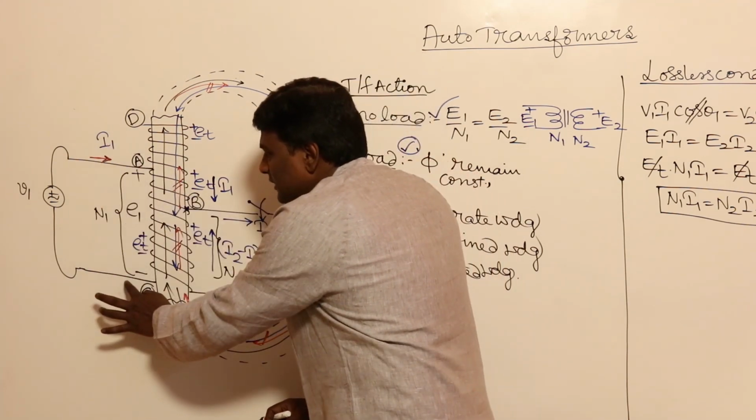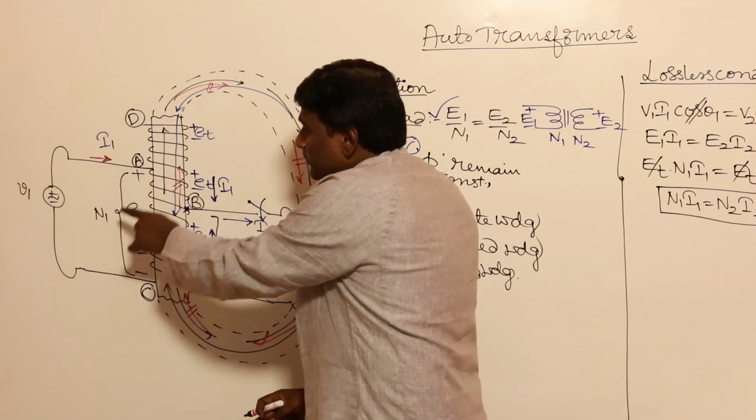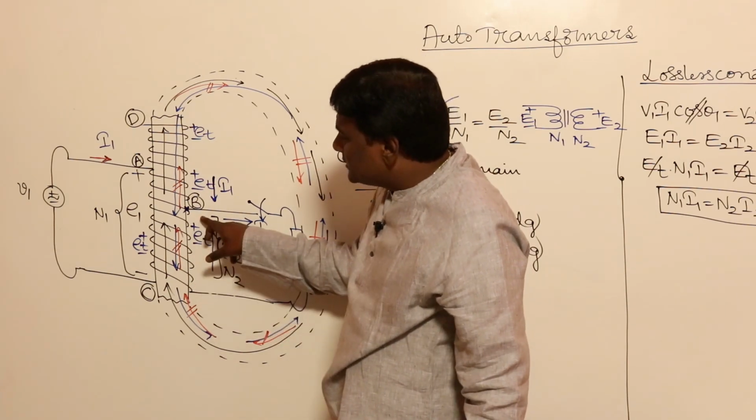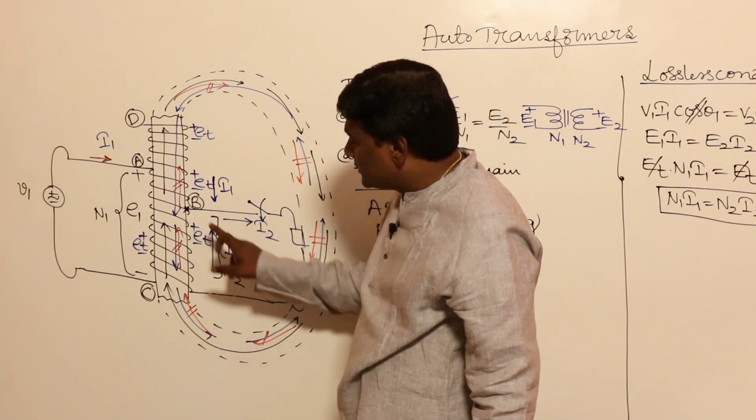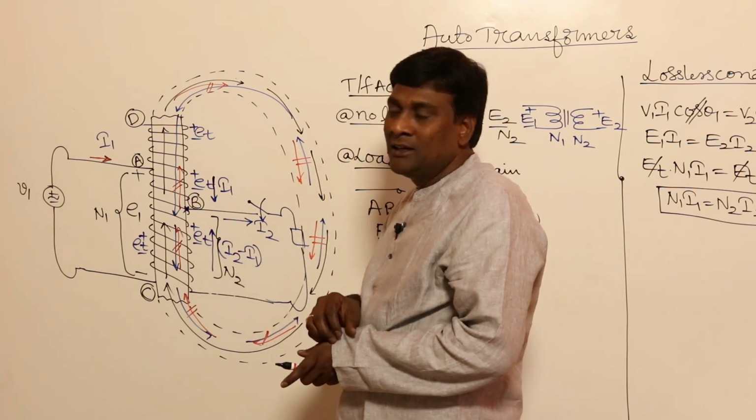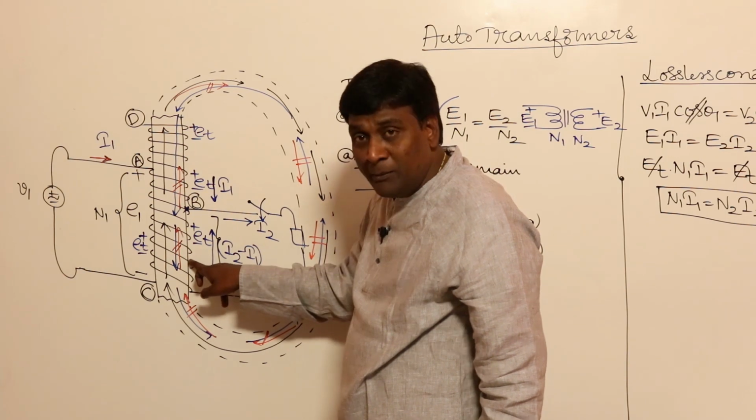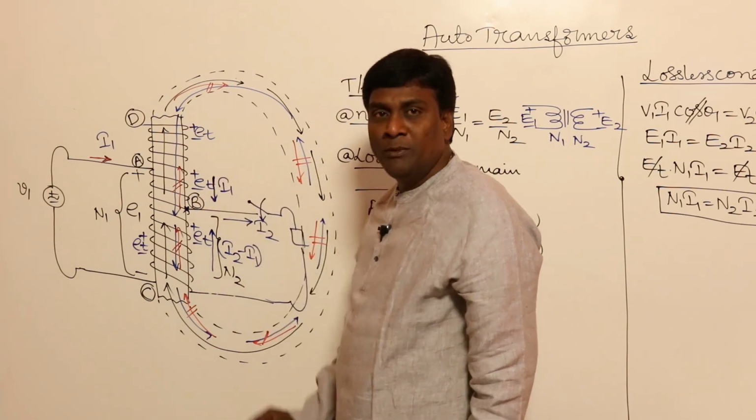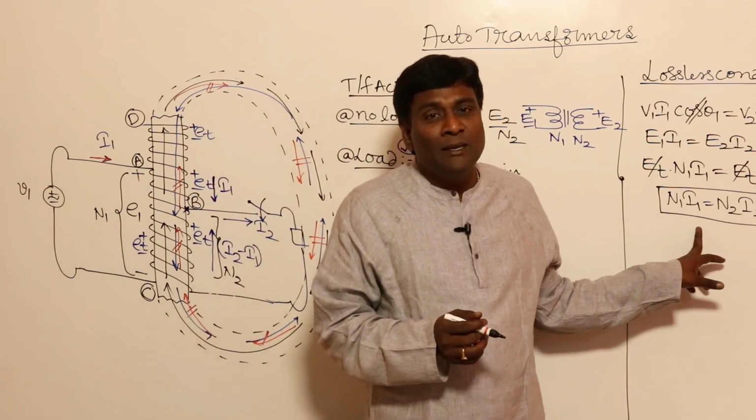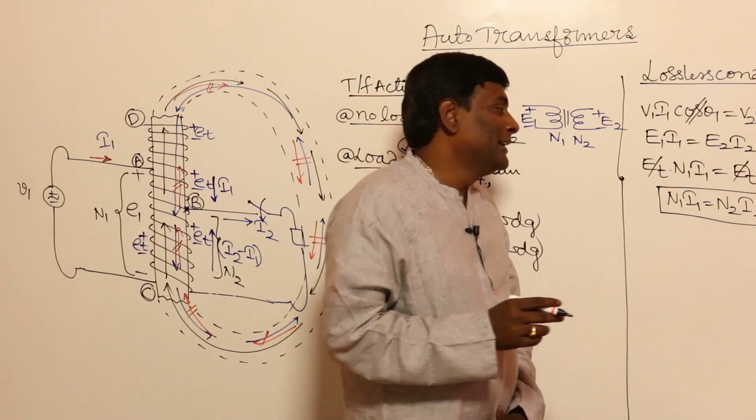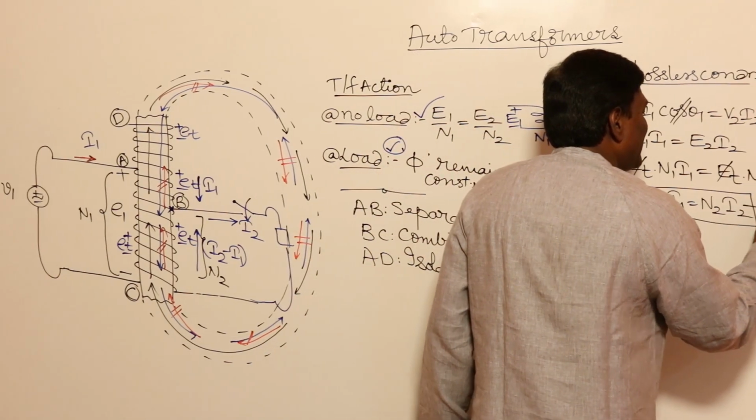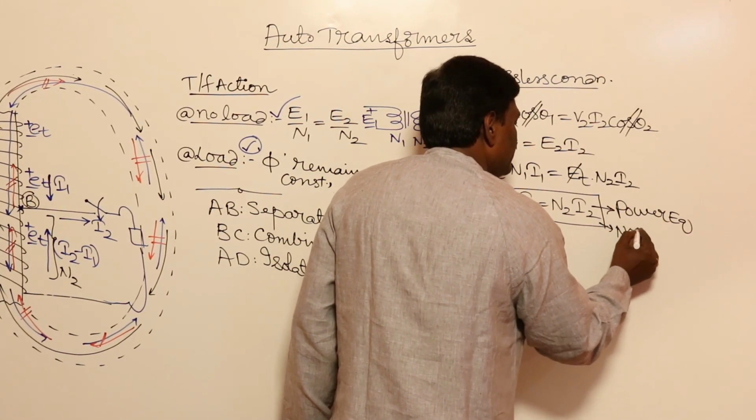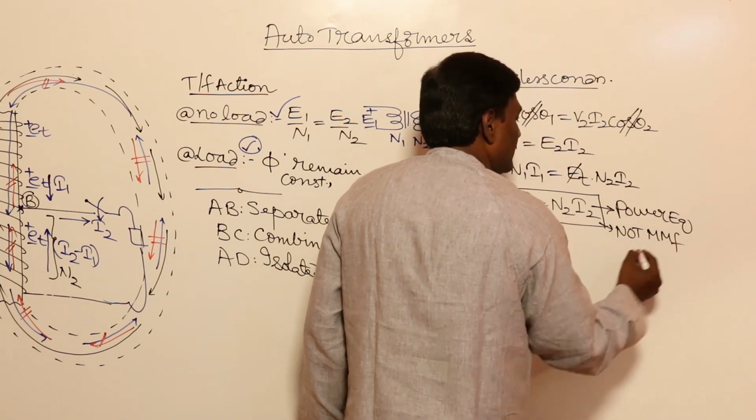In the complete N1 turns, is I1 flowing? No, only in the N1 minus N2 part is I1 going. Now through N2 turns, is I2 flowing? No, through N2 turns I2 minus I1 is flowing. So I2 minus I1 into N2 can be an MMF, or I1 into N1 minus N2 can be an MMF, but I cannot say N1 I1 or N2 I2 is an MMF. It is not an MMF equation, but a power equation.